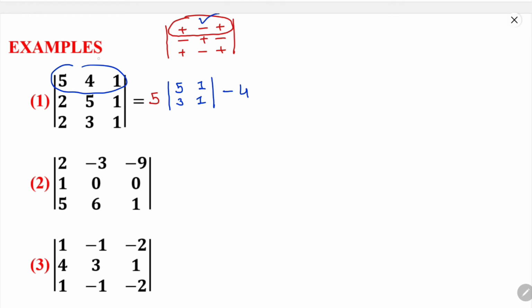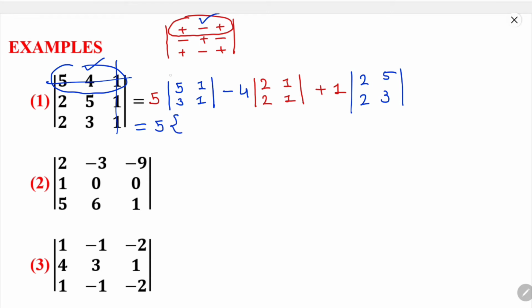Now minus 4. Why minus? Yes, hide 4, what we get? 2 1 2 1, right? Next, plus 1, hide 1, what do we see here? 2 5 2 3, right? This is basically a 2 cross 2 determinant, right? This is basically a 2 cross 2 determinant. We know how to find this.